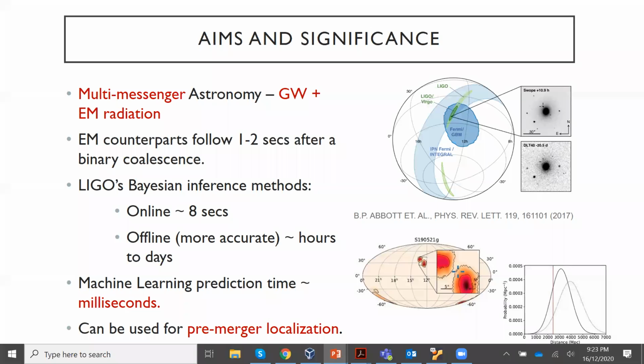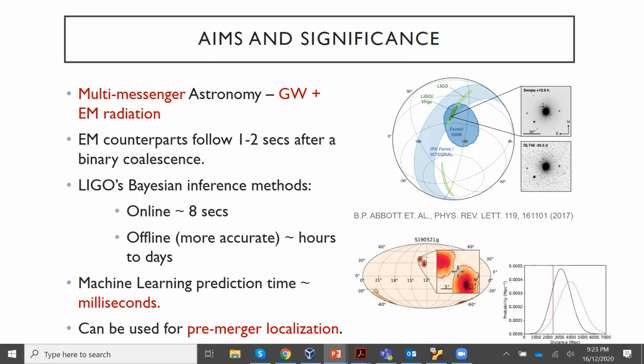And also it searches for parameters over the entire 15-dimensional space of parameters that are used to form a gravitational wave signal. And therefore it is extremely computationally expensive, and it takes a really long time. However, if we use machine learning, the prediction time from a machine learning model is of the order of milliseconds. So that is extremely beneficial for multi-messenger astronomy efforts.